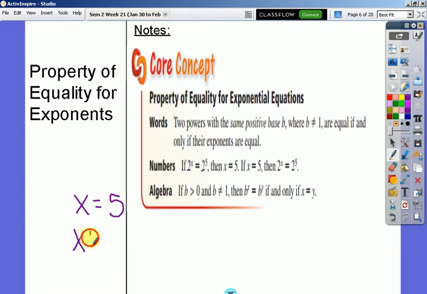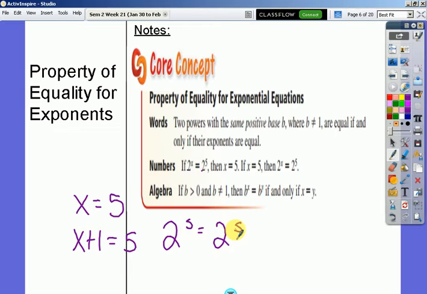Or if I have an x plus 1, I can say x plus 1 equals 5 and then solve for x. And you should be able to check, plug x back in, and you should get two bases with exponents that end up being the exact same. Does that make sense? So that's essentially what we're going to be doing.